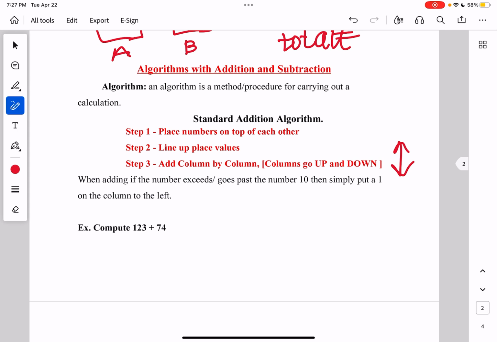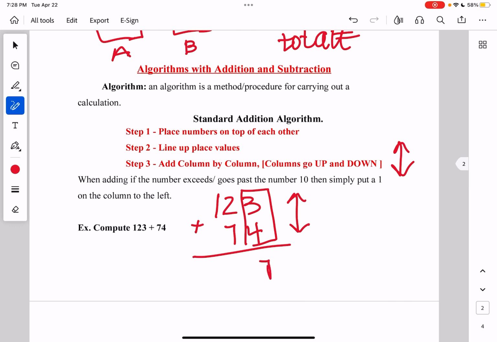So we're going to start off easy, and we're going to do 123. So we're on step 1. We're placing our numbers on top of each other. 123 plus 74. And we're going up and down. So we're starting off in this column. 3 plus 4 is 7. Then we're going to go to our left again. 2 plus 7 is 9. And if you guys don't ever see a number, it's just going to be 0 under. So 1 plus 0 is 1. So you would get 197 as your total number.